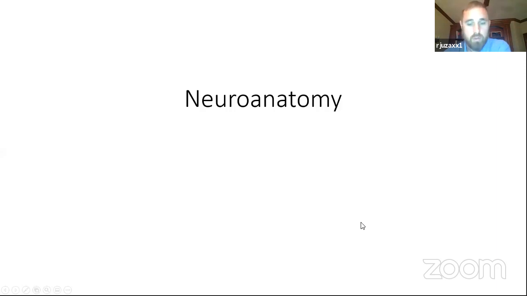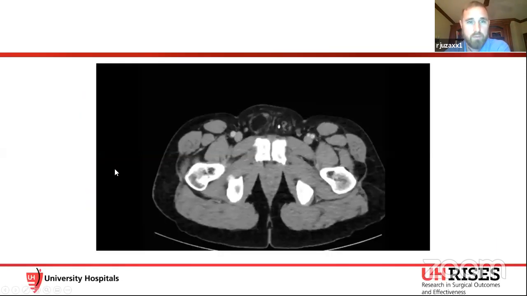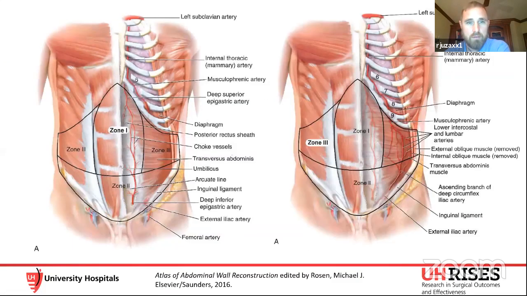Jumping now to the neuroanatomy. You know what? There was a slide missed in there. I'm going to go back because I want to make sure we touch on it. There we go. It just jumped real quick.